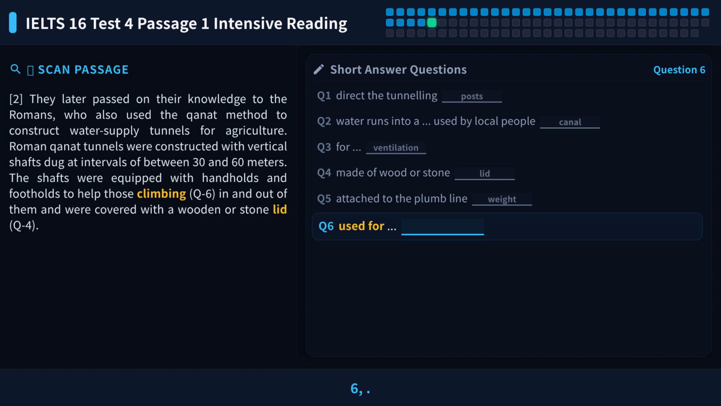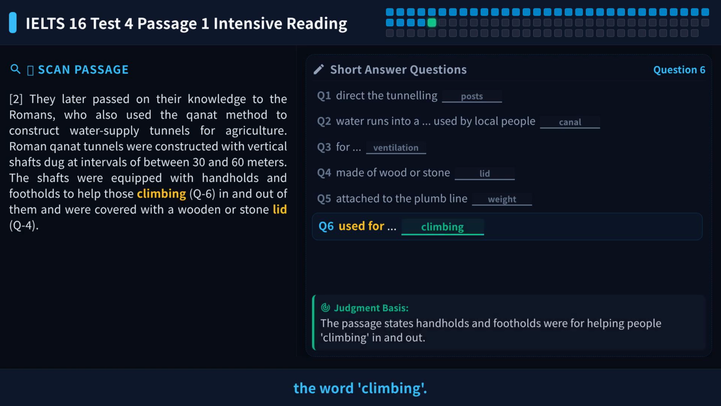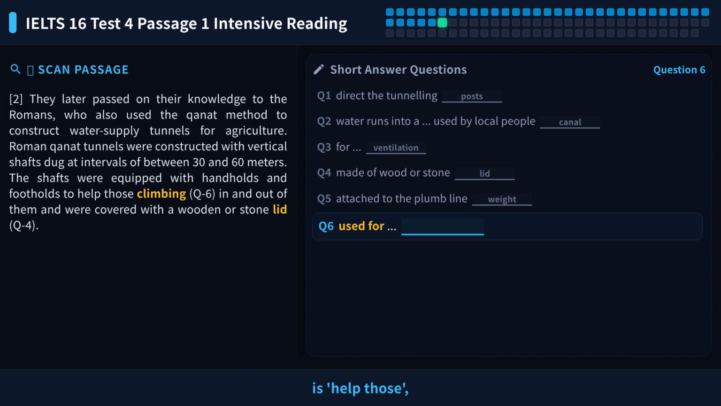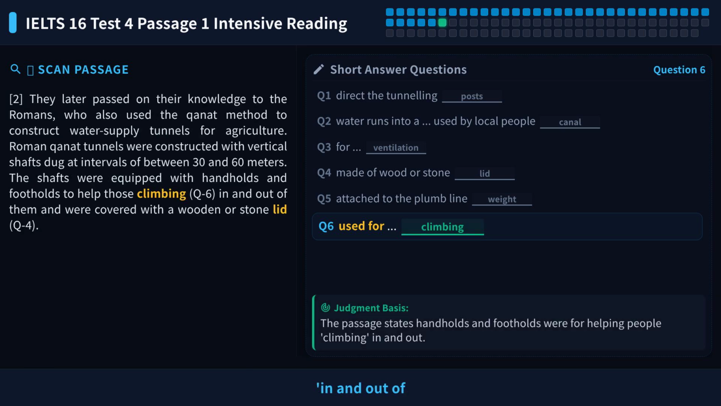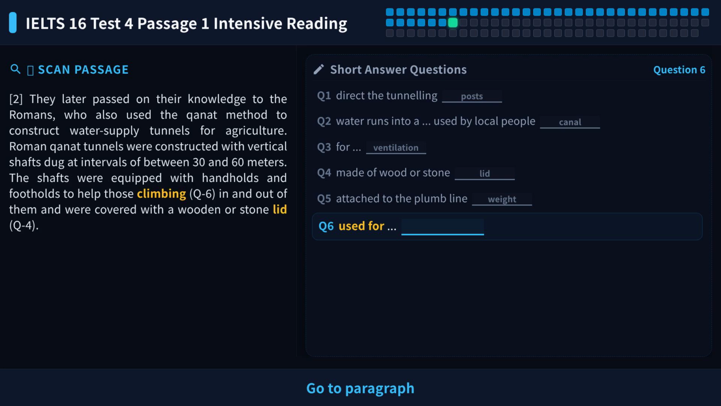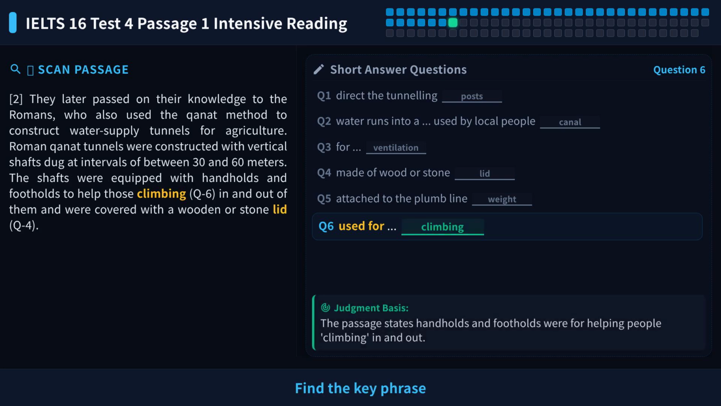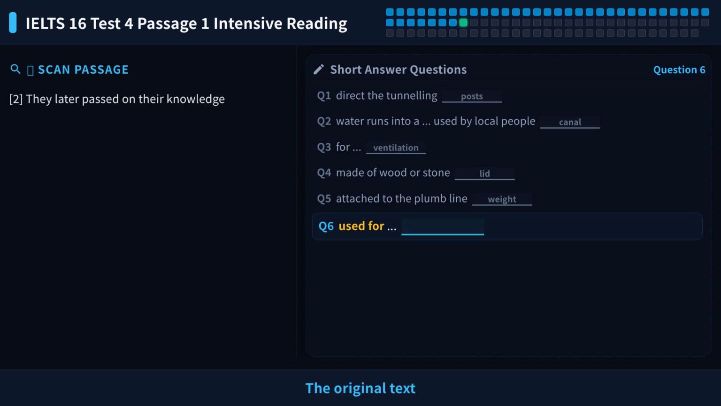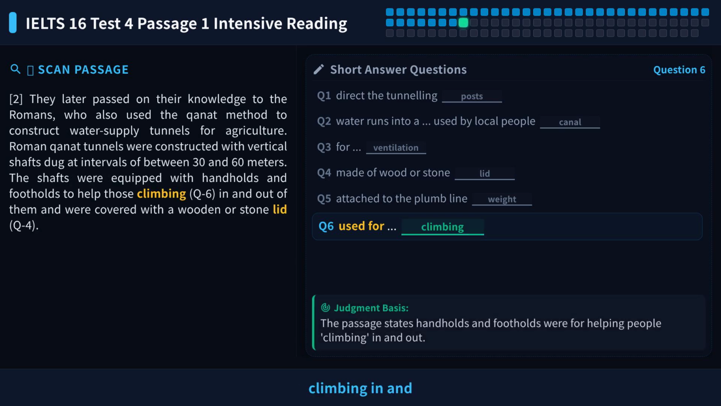Let's look at question 6. The blank is for the word climbing. It describes what the handholds and footholds on the shafts help people do. Before the blank is help those, and after it is in and out of them. So we need a verb in ing form here. Go to paragraph 2. Find the key phrase handholds and footholds. The original text says to help those climbing in and out of them. Climbing is the word we need. It is directly given in the text. So the answer to question 6 is climbing.